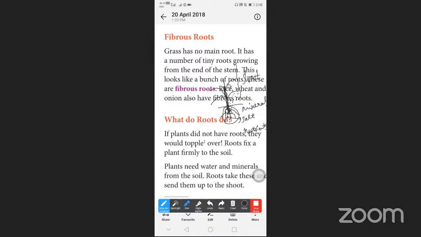So the stem absorbs the water and the stem sends that water to the leaves. The leaves will hold this water and prepare the food for us. But who is the main one here? The roots only are supplying all these things. Okay, next.